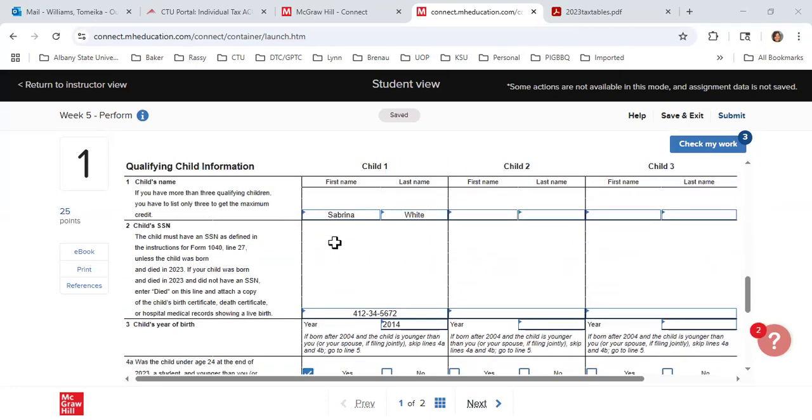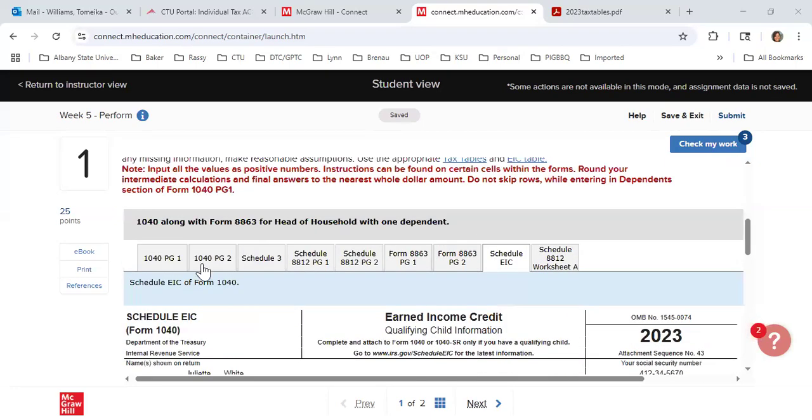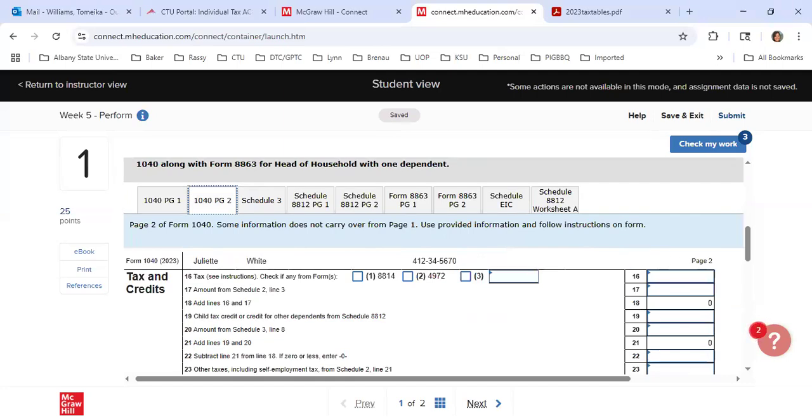All right, let's go to the 1040 page 2 so we can go ahead and finish this problem. Now, remember the tax that I looked at and I showed you. We're going to place that.